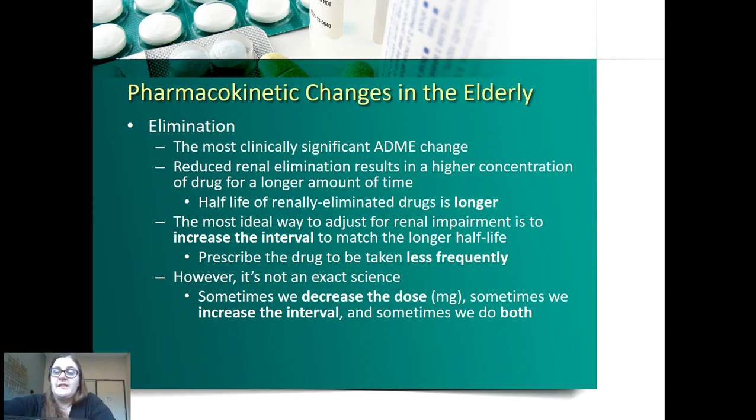So if a drug is renally eliminated, that half-life is going to be longer, and the more highly renally eliminated something is, the more profound the effect. Overall, it's nice if we can just give drugs less frequently. So ideally, you'd want to give the same dose that you would give an average adult, but adjust the frequency for the new half-life that your older adult has.